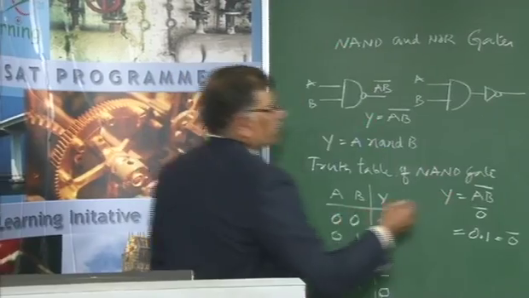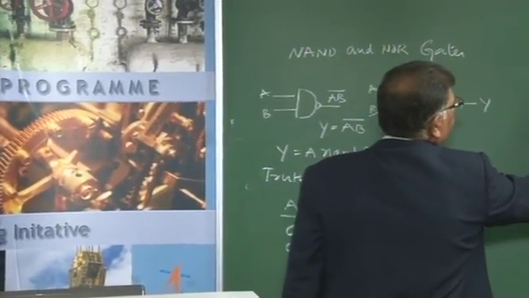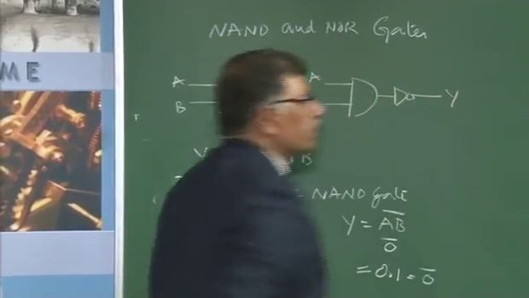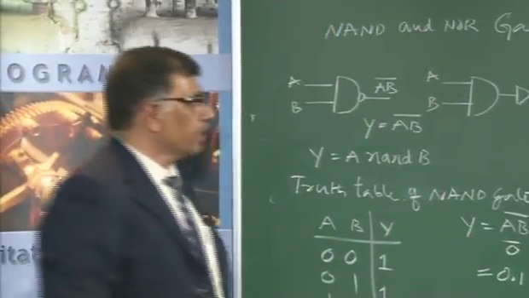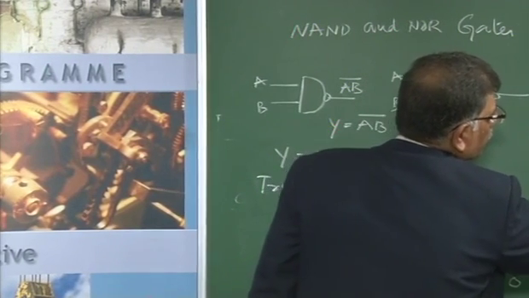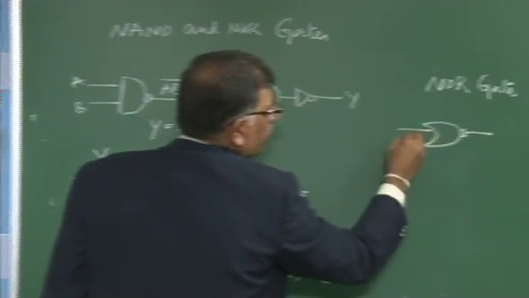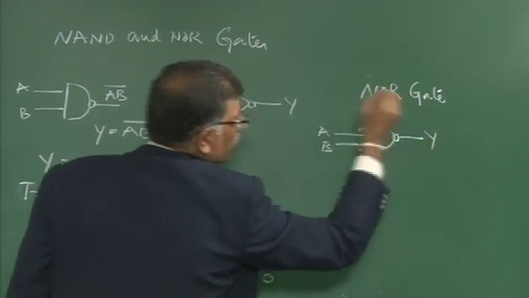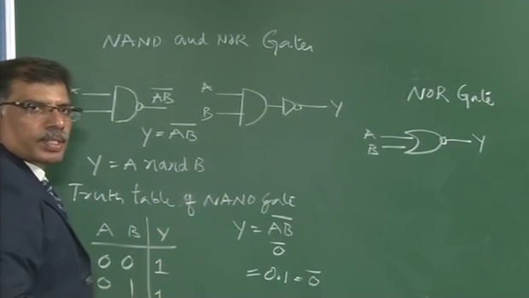So next is the NOR gate. We will see what is the symbolic representation of the NOR gate, and we will try to write the truth table with respect to the NOR gate. In the symbolic representation, I will be giving two inputs, A and B, and I will be getting an output equal to Y. This is just a symbolic representation.